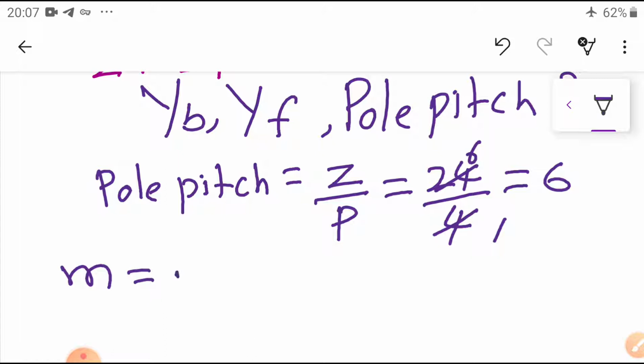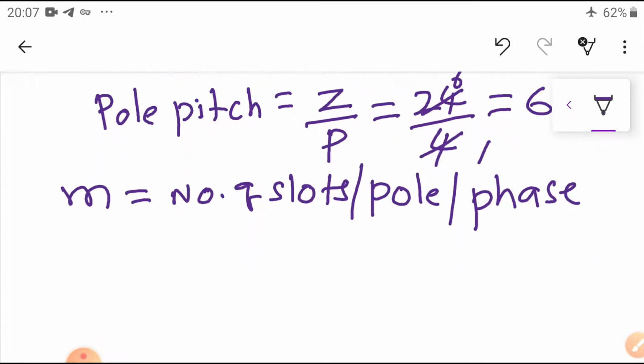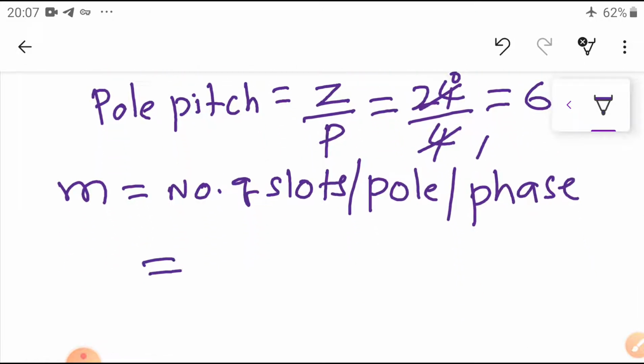What is that one? M is called the number of slots per pole per phase. So we need to find this M, it is essential. Now based on this, what is the number of slots given? 24 slots is given, here a single-layer winding.